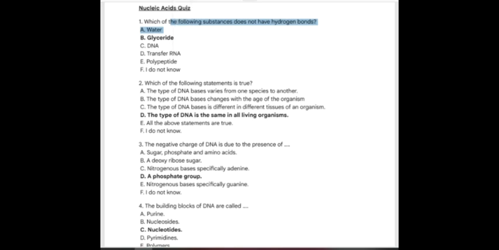DNA has hydrogen bonds in between its DNA bases, as well as transfer RNA, and polypeptides also have hydrogen bonds, depending on the type of structure, for a polypeptide, for instance. I'll explain more of this when we talk about proteins in the other videos.